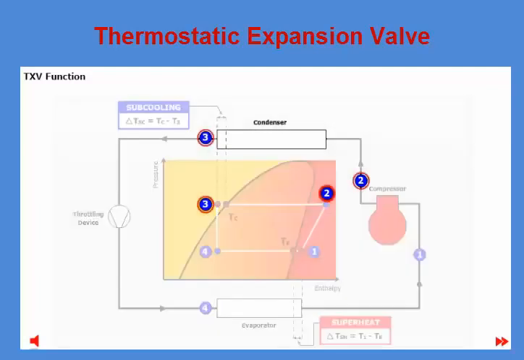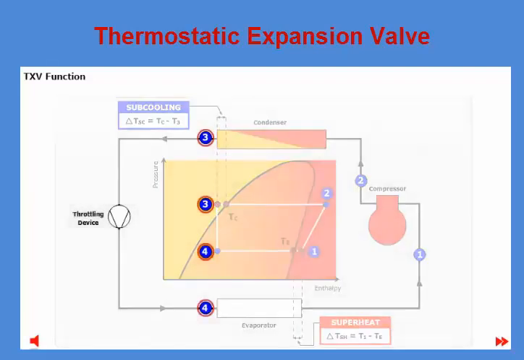Next, between points 2 and 3, the refrigerant is cooled down in the condenser, thereby condensing, from vapor to liquid. Refrigerant leaves the condenser as a subcooled liquid. Pressure is not changed in the condenser.